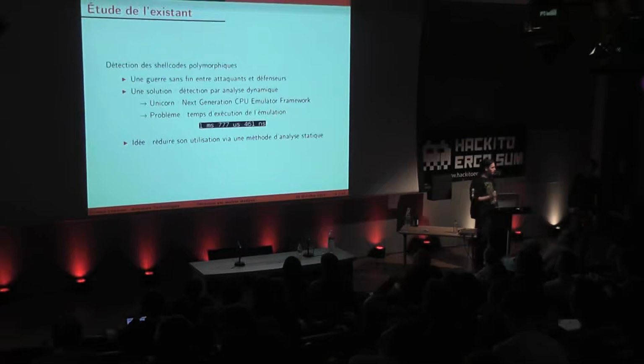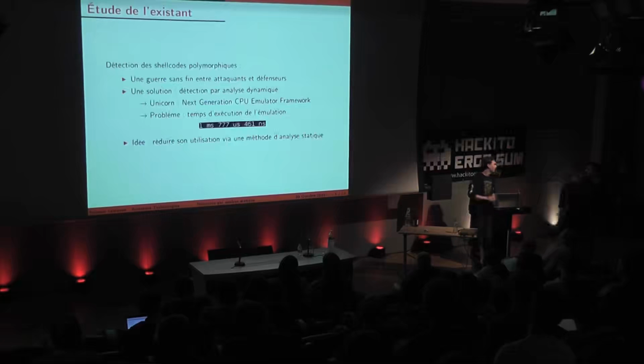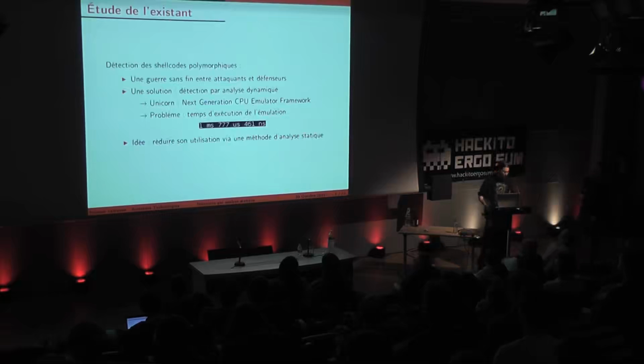So, detecting polymorphic shellcode is still a problem. Actually, the most common method used is dynamic analysis. It's good for detecting shellcode, but the time of execution is quite bad.